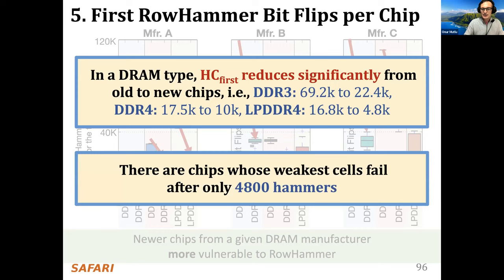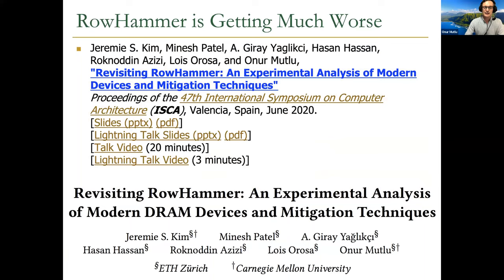Even with 4,800 double-sided hammers, you can cause some bit flips, and I think this is reducing. This was, again, data from 2020, from chips manufactured as recently as 2019, for example. Today, we're in 2022, and technology scaling is not helping us.